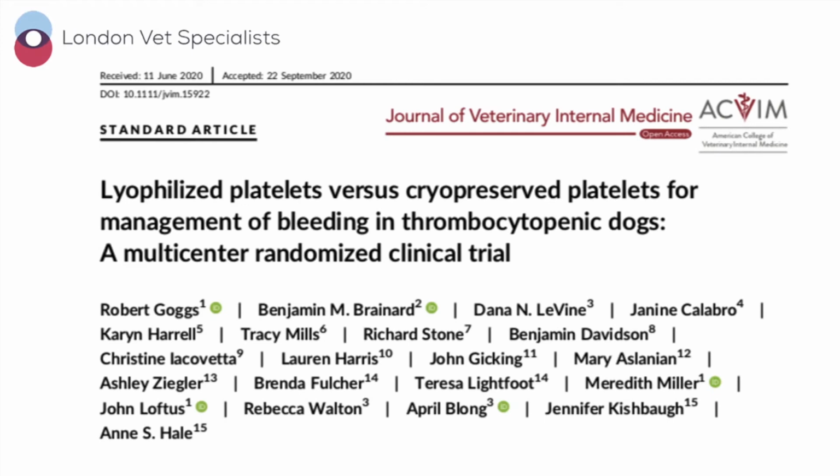So our third paper is on the use of platelet products in thrombocytopenic dogs, and it looks at lyophilised platelets versus cryopreserved platelets for management of bleeding in thrombocytopenic dogs, and it was a multi-centre randomised clinical trial.